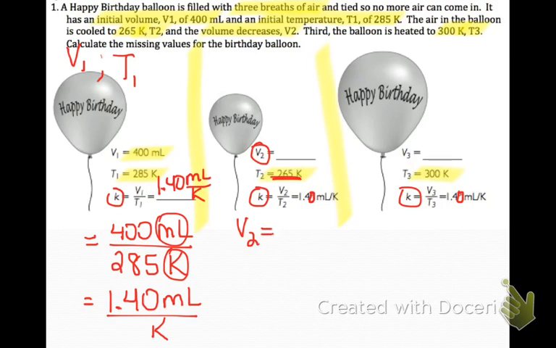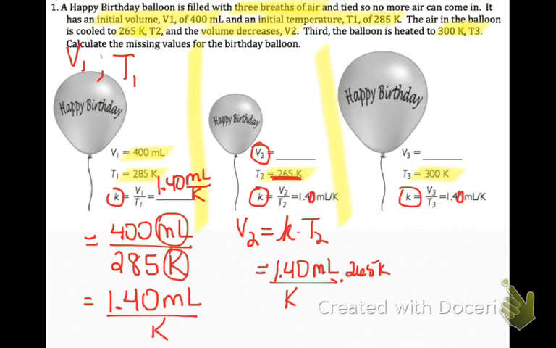So we have V2 is equal to K times T2, and then we'll plug in our values, 1.40 milliliters over Kelvin, and units really matter here in chemistry, so make sure you keep them in there, multiplied by T2, which is 265 Kelvin.